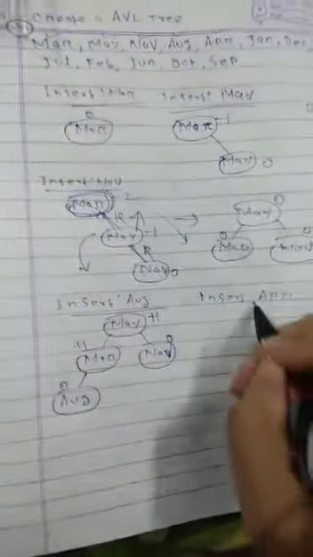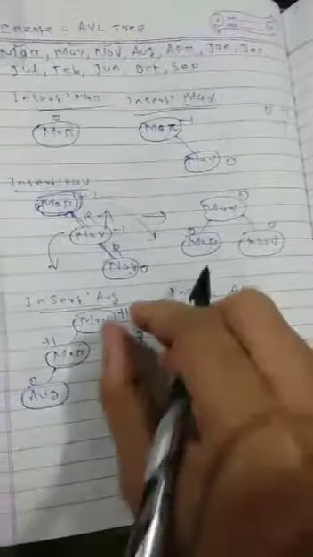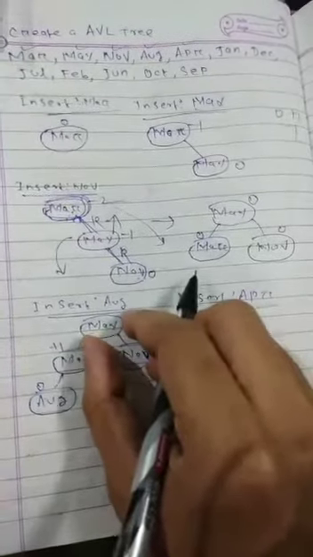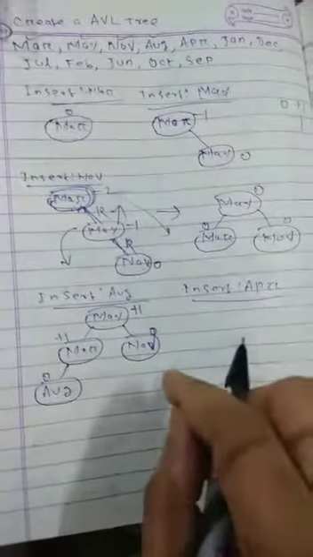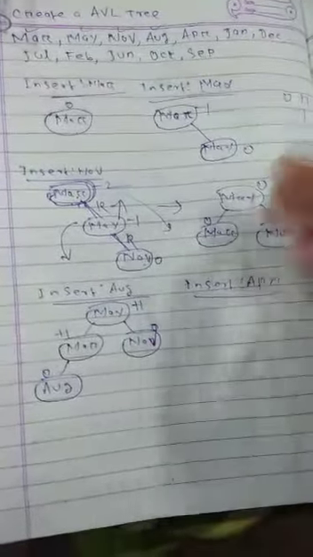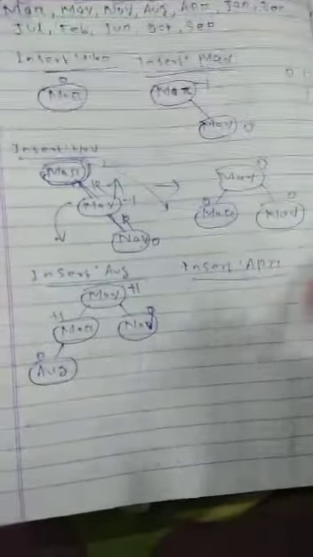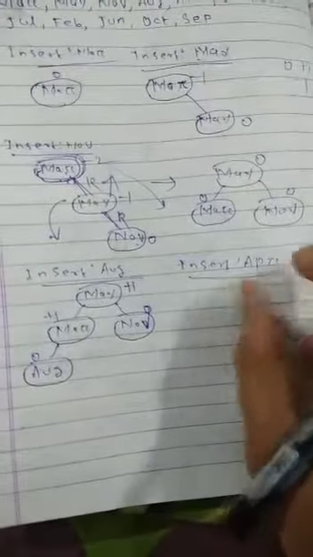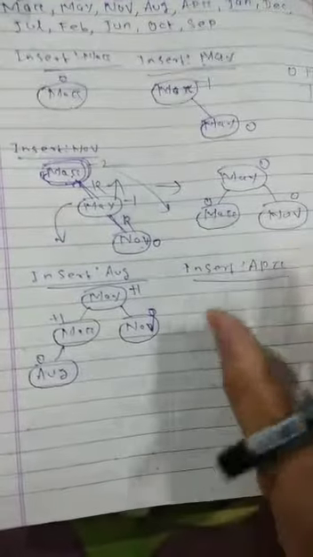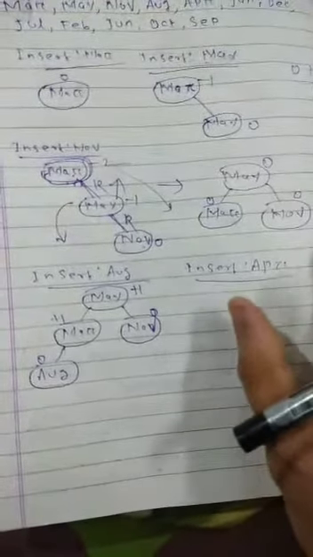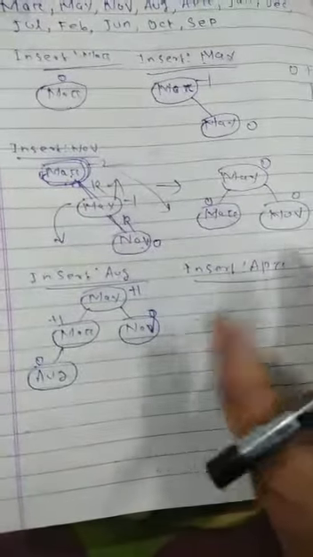I am not showing the binary tree insertion step by step. You already know how to insert: you have to search. If it is less than, go to the left subtree. If it is greater than, go to the right subtree. If I show each step, the video size will increase. You have to already know how the binary search tree is constructed. Here we only discuss how the rotation is performed.